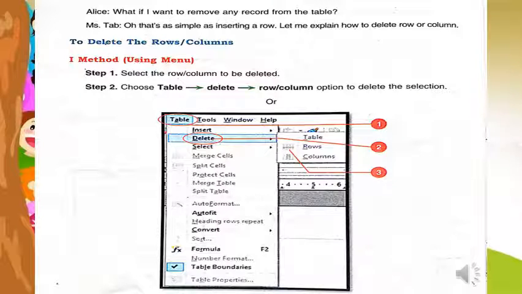Then Alice says, what if I want to remove any record from the table? Miss Tab says, oh, that's as simple as inserting a row. Let me explain how to delete a row or column. Here I will introduce the first method, using the menu. Step one, select the row or column to be deleted. Step 2, choose the Table option from the menu bar, select the Delete option and choose the Rows or Columns option to delete the selection.